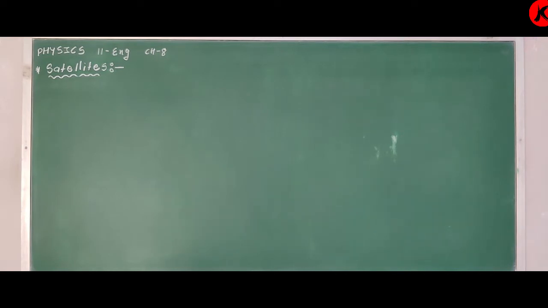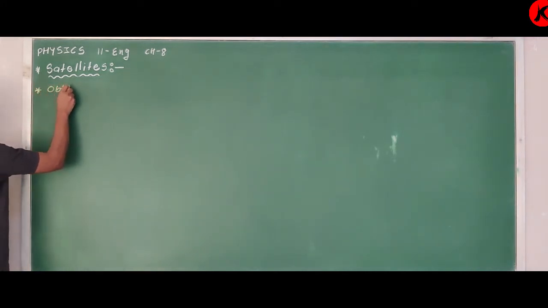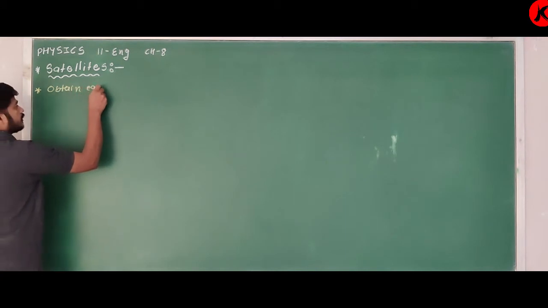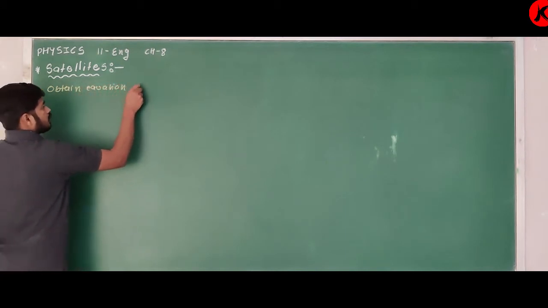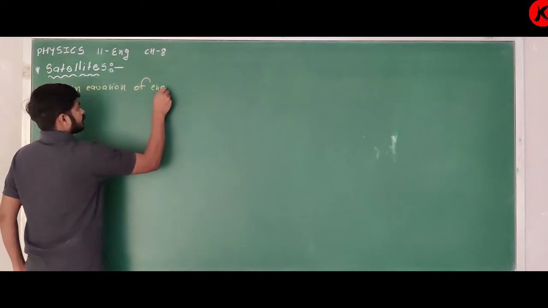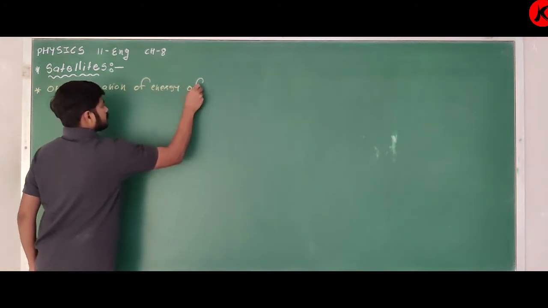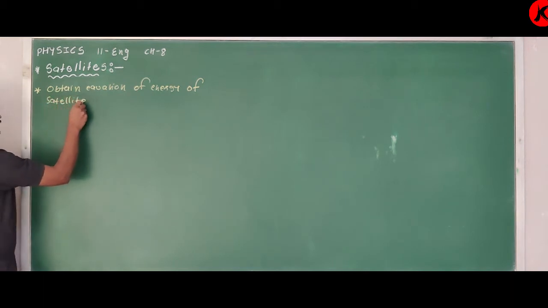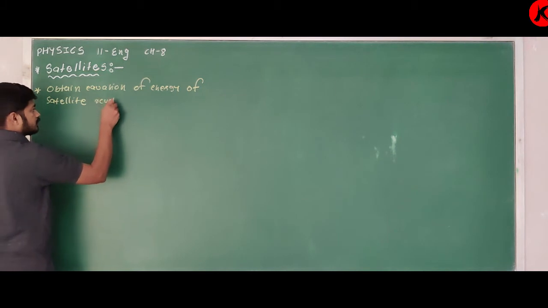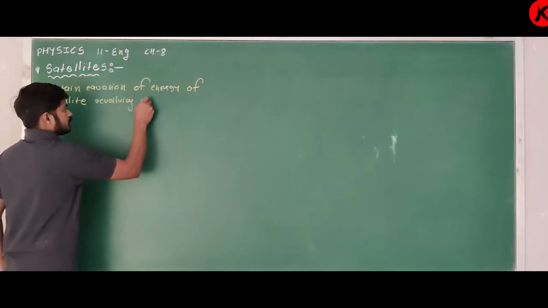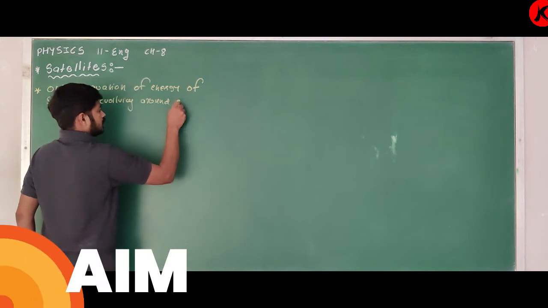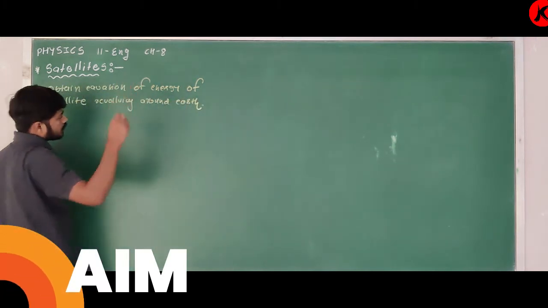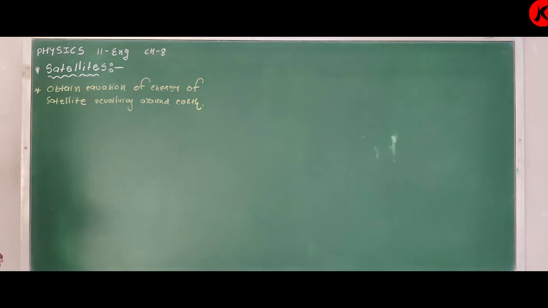Now, next question for satellite is C. Obtain equation of energy of satellite revolving around Earth. Okay, obtain equation of energy of satellite revolving around Earth.